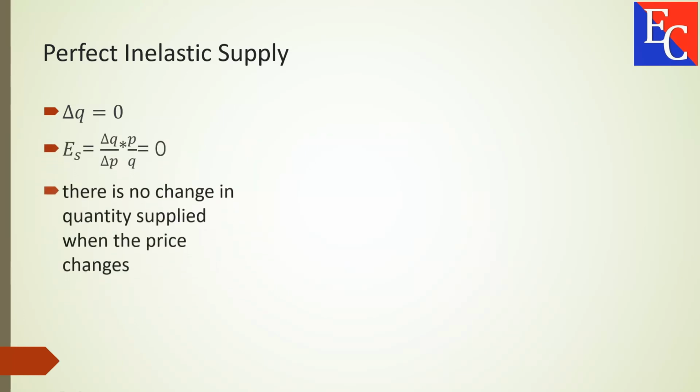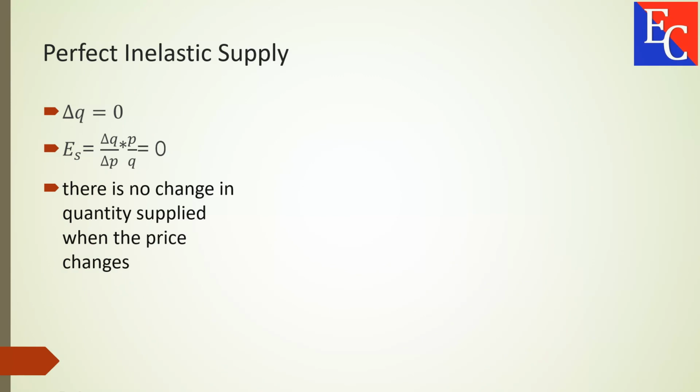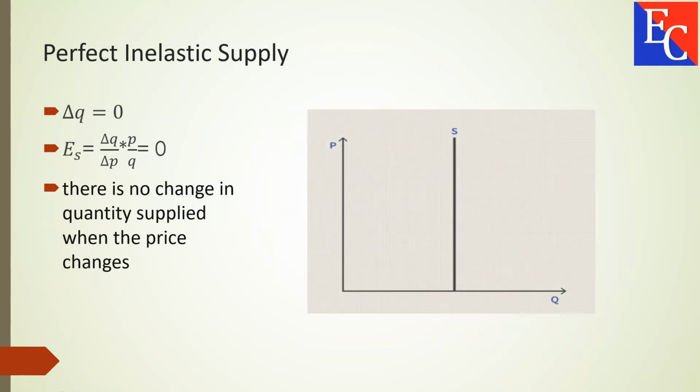Perfect inelastic supply. In perfect inelastic supply, change in Q is equal to 0. Elasticity of supply is equal to 0. There is no change in quantity supplied when price changes. Figure shows the perfect inelastic supply curve, which is parallel to the price axis, and quantity supplied remains the same whether price increases or decreases.